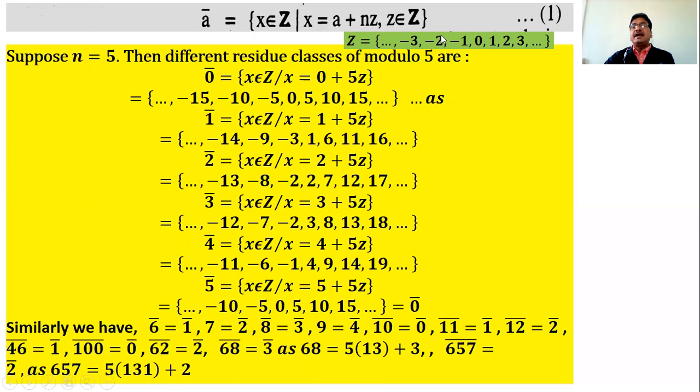Then substitute small z as -2, so we have -10. Then substitute z as -1, we have -5. Then substitute small z as 0, we have 0. In this way, substitute z as 1, 2, 3, and we have these elements. And this is 0 bar. So what is 1 bar?